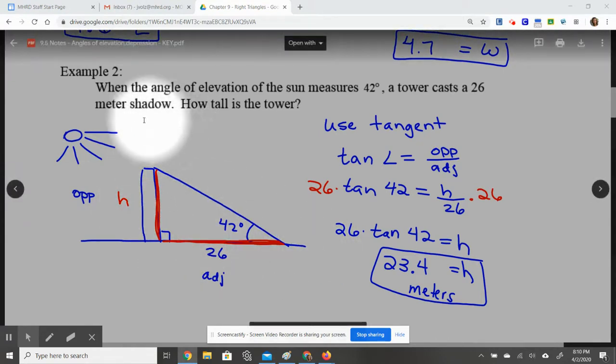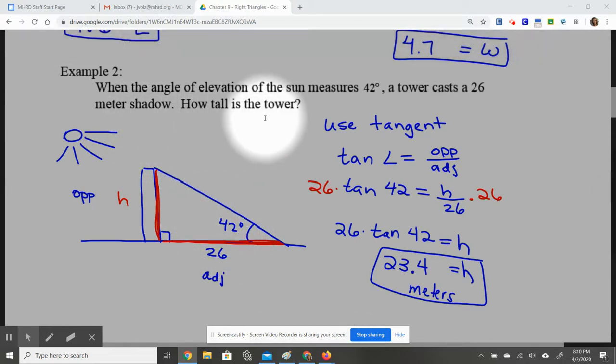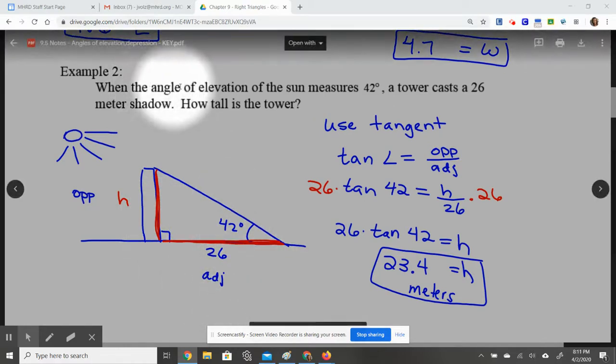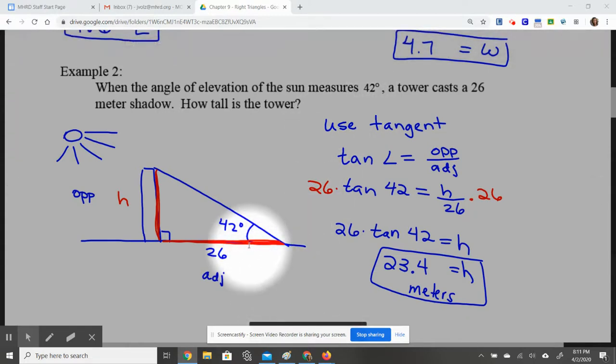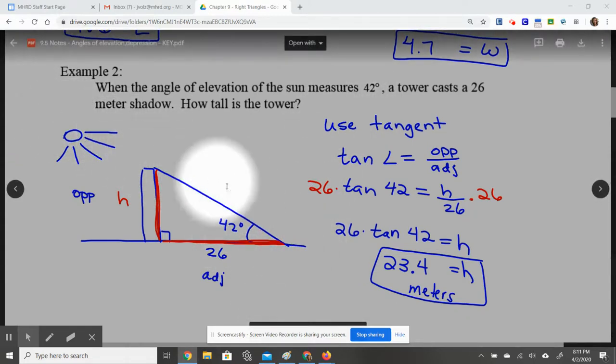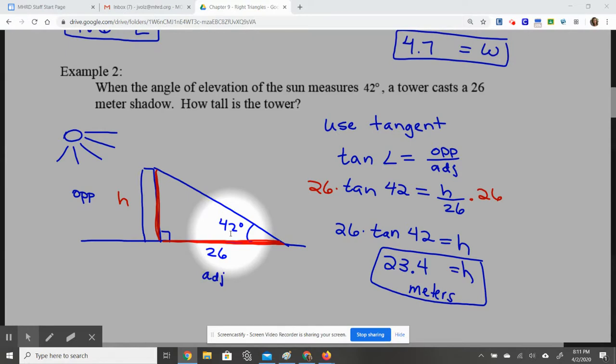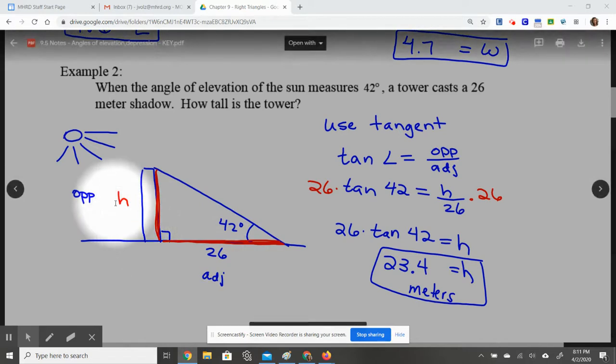So the question is, can we use this information to tell how tall the tower is? And the answer is yes, because we have a right triangle. We know one of the acute angles because they tell us the angle of elevation is 42 degrees. So 42 degrees is the measure of this ray with the ground. We know the adjacent side because that's the length of the shadow, and we care about the opposite side.